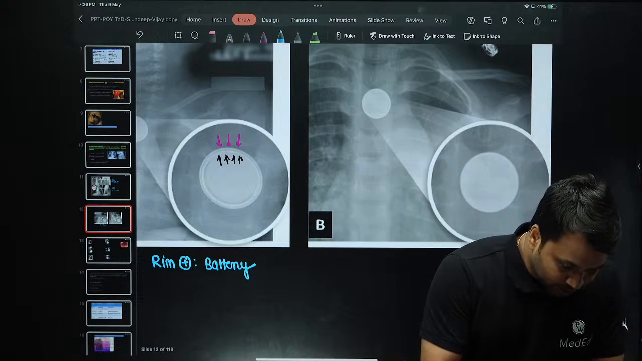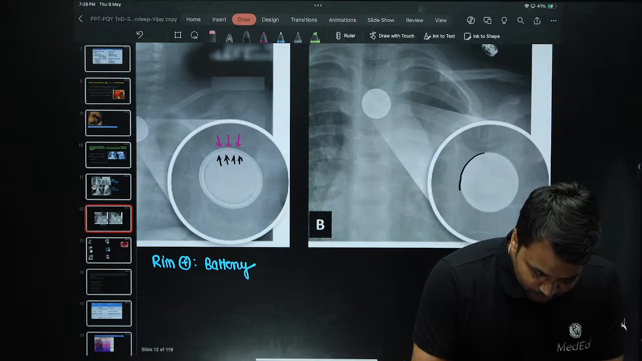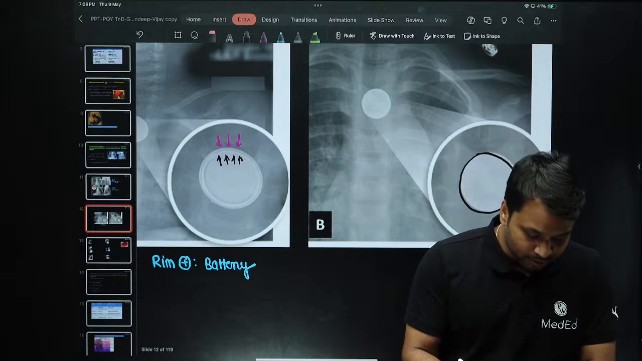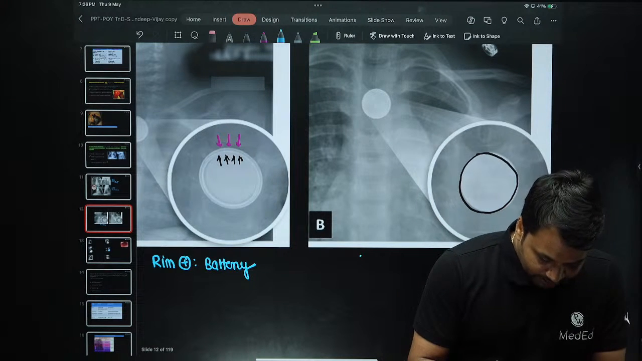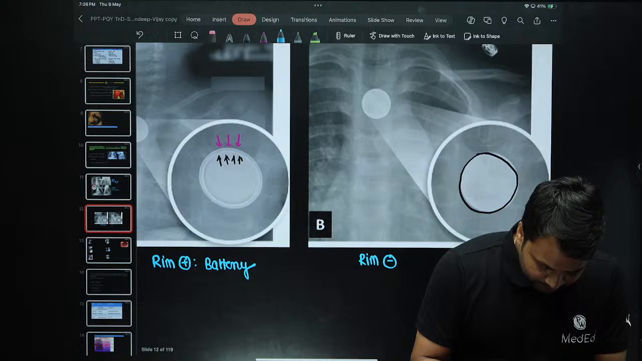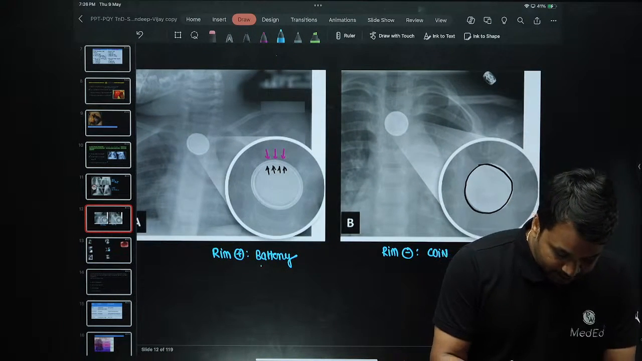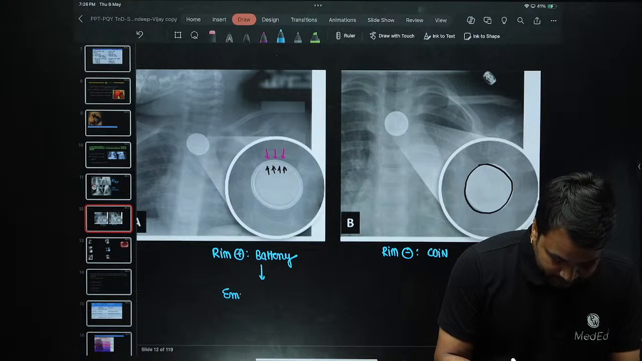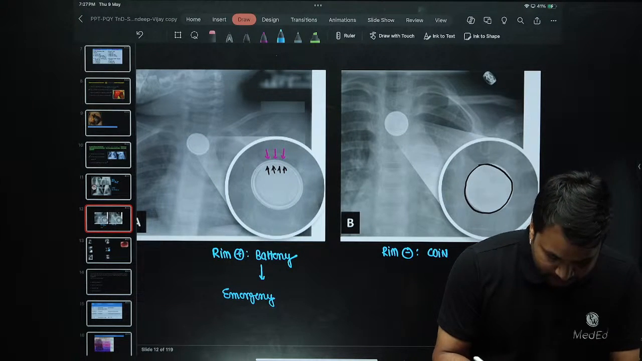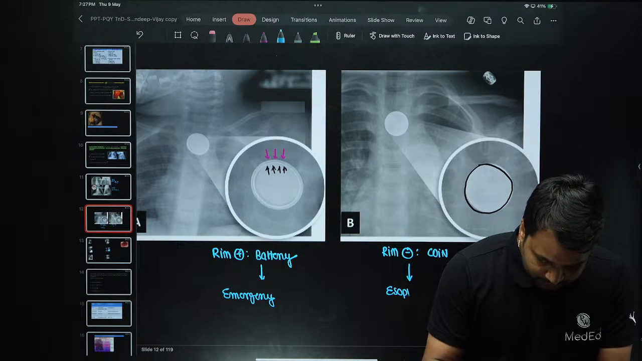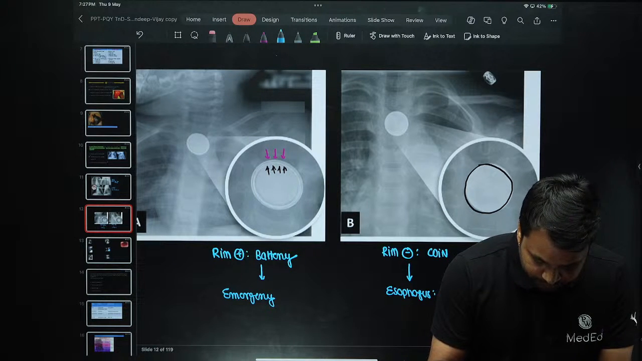If there is no rim sign, it is only a uniform component. There is no rimming, and there are two components here. So if the rim is absent, then it is a coin. Why is this important? Battery is an emergency. A coin, if it is in the esophagus, you can wait and watch. If it is in the trachea, then you have to remove it.